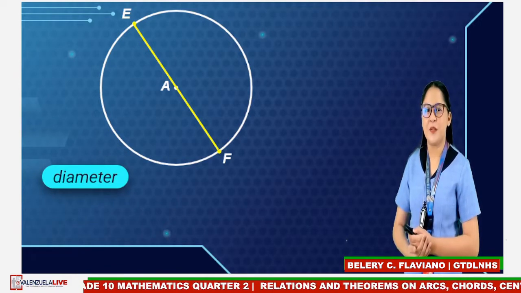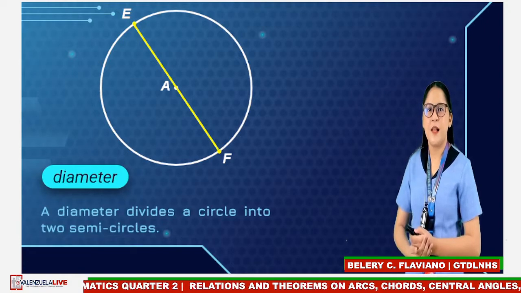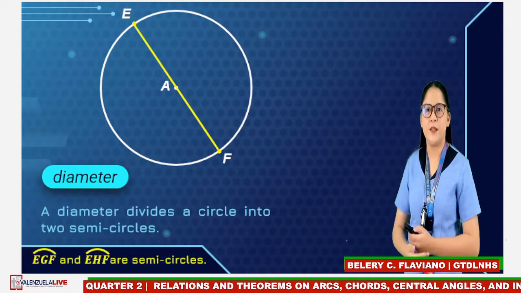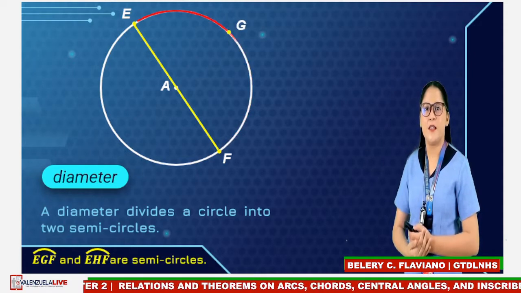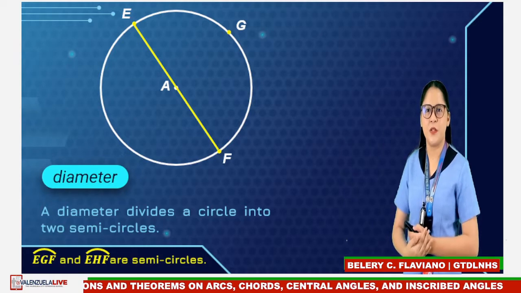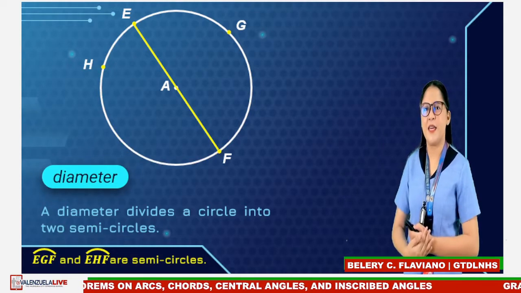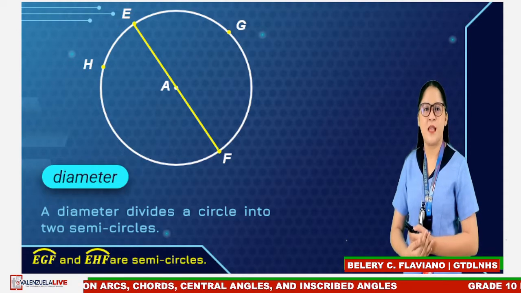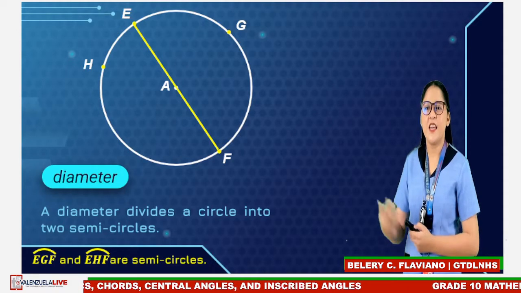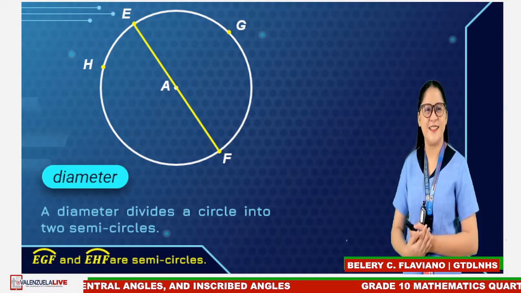Also, a diameter divides a circle into 2 semicircles. Let's put a point here, point G. And so we have EGF as our semicircle. For the other side, let's put point H. So we have EHF as our semicircle. So we can say that EGF and EHF are semicircles.